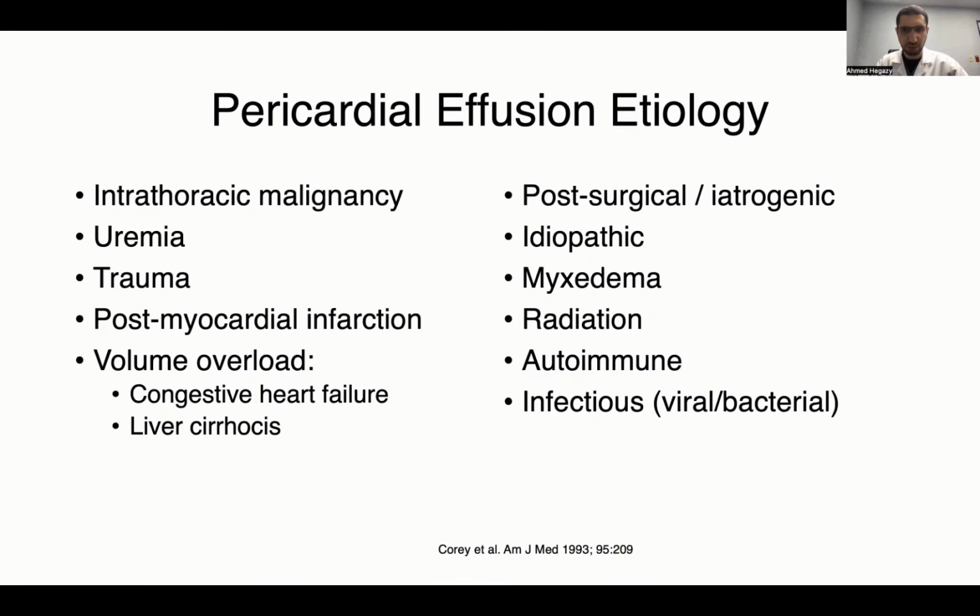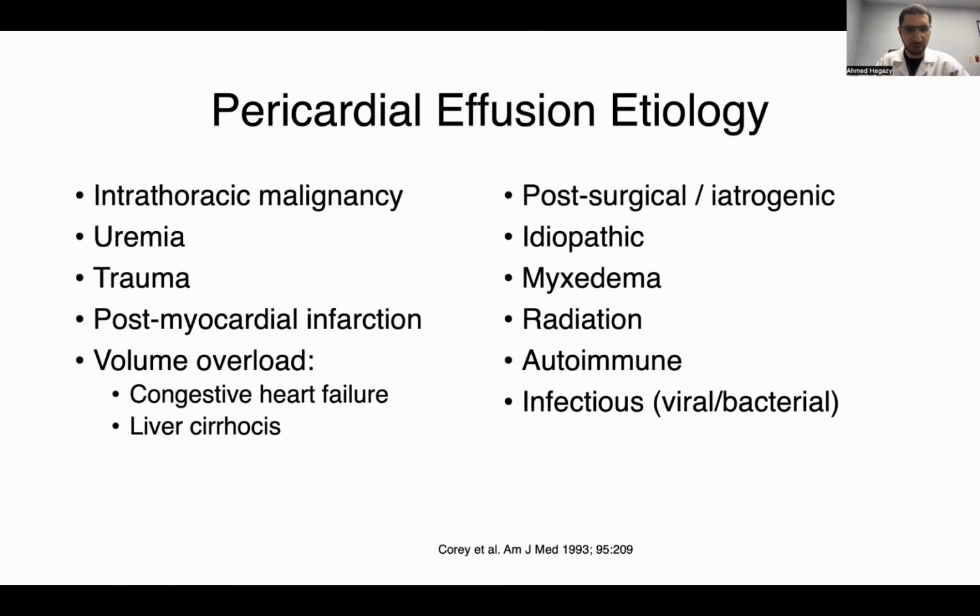There are multiple causes for pericardial effusions. The common ones that you will see include intrathoracic malignancies, especially lung cancers. These tend to cause malignant pericardial effusions. You'll also see in chronic renal failure patients uremic pericardial effusions. Trauma can give you a pericardial effusion, and that's why we check in the extended FAST scan the subcostal four-chamber view to assess for a traumatic pericardial effusion.